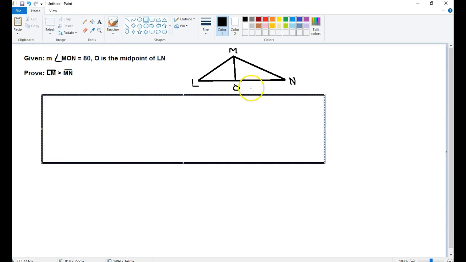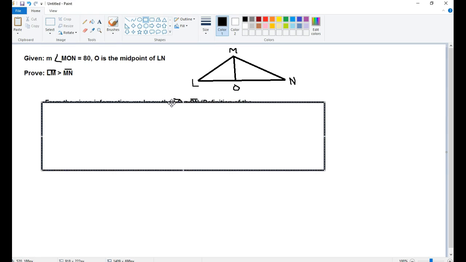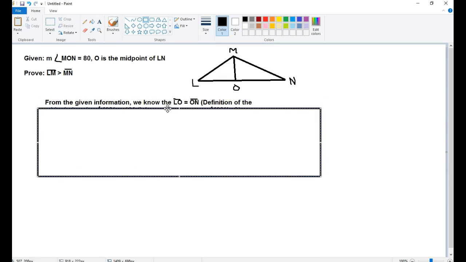So what we need to do is show that angle MON is smaller than angle MOL, and we also need to show that LO is congruent to ON and MO is congruent to MO. So we need to do SAS, but making sure that the angles are not equal. Okay, so from the given information, we know that LO is congruent to ON.